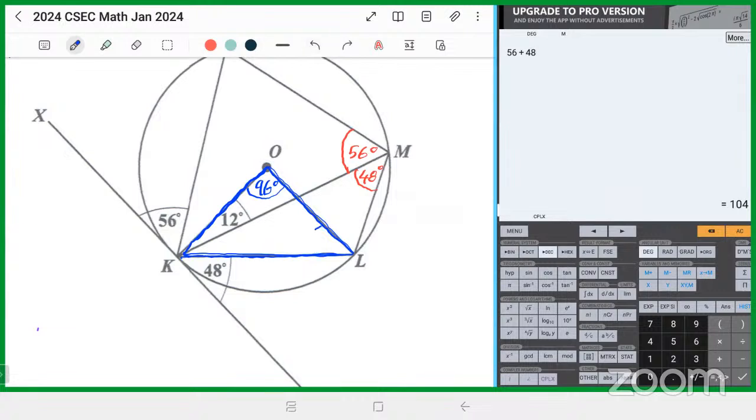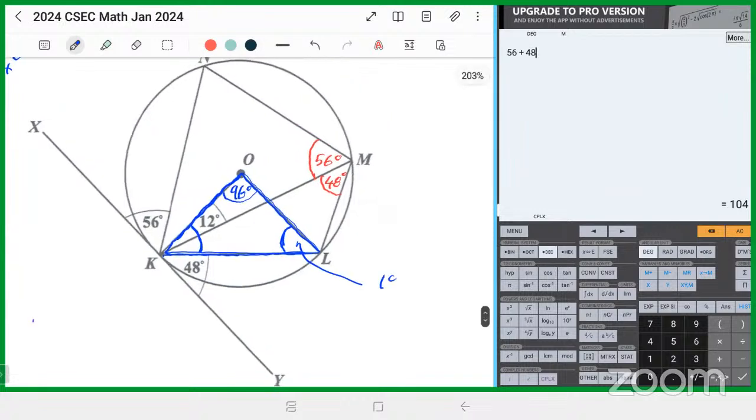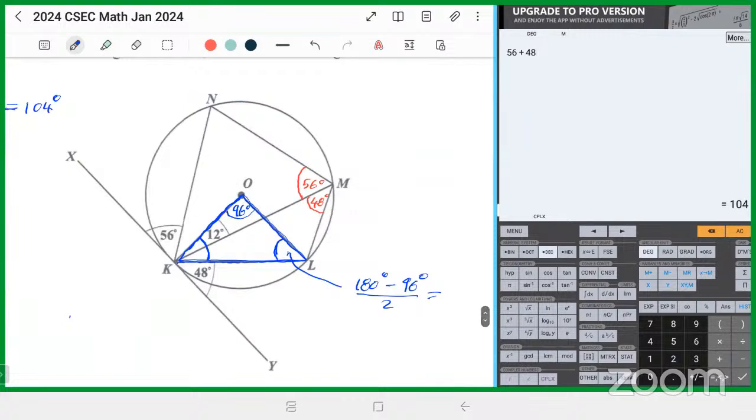We can use total angle. The angles in a triangle total 180. Those two base angles are equal, so this angle and this angle here will be the same. This one is 180 degrees minus the 96 divided by 2, because the two of these are equal. Total angle in that triangle is 180. So we can work this out right here: 180 minus 96, divided by 2, gives us 42 degrees.